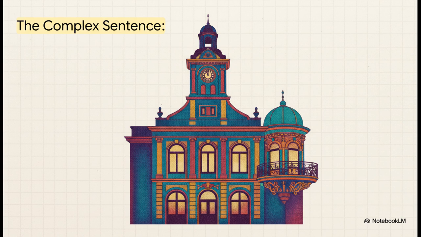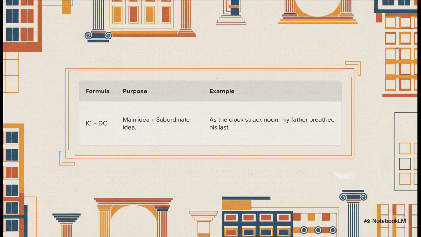All right, now we're getting into some more sophisticated architecture. The complex sentence isn't just about connecting ideas anymore. It's about showing that one idea is more important than another. It's all about hierarchy. Here, we're combining one main idea, our independent clause, with the supporting idea, our dependent clause. The main event is, my father breathed his last. That's the core message. As the clock struck noon is just setting the scene, giving us context. This is absolutely essential for showing cause and effect, or for adding real nuance.